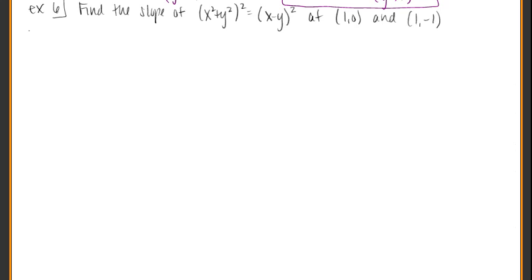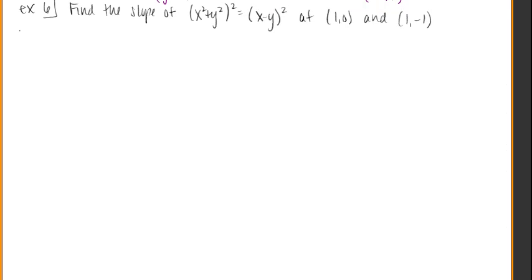Okay, let's find the slope of (x squared plus y squared) quantity squared is equal to (x minus y) quantity squared at 2 specific points. And obviously, to be able to find the slope, we have to be able to take the derivative. So let's start here on the left.